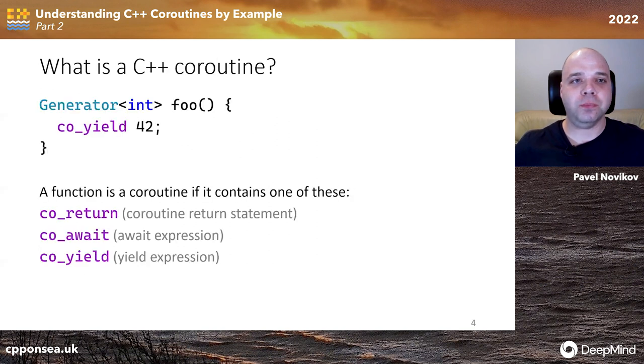And let's remember what a coroutine is. A coroutine is a function whose body includes one of the keywords co_return, co_await, and co_yield. This time, we'll concentrate on the co_yield keyword in this talk.